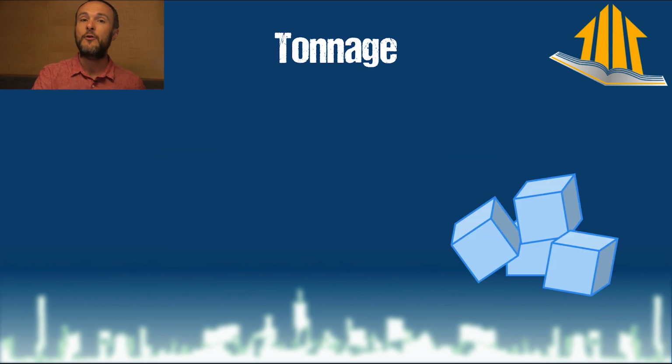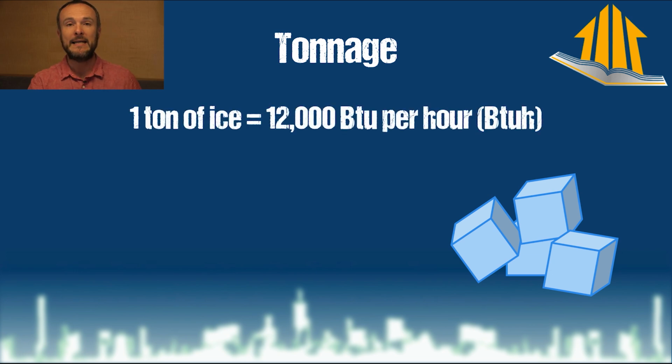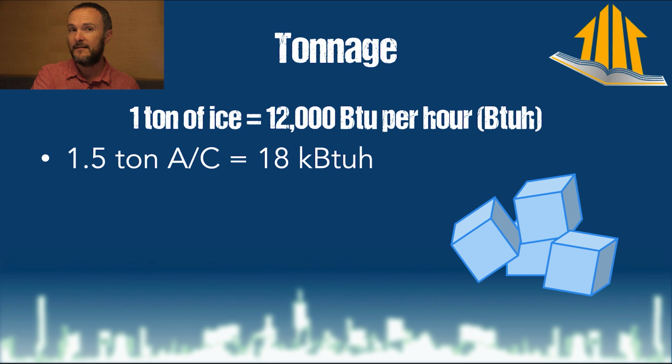You also need to understand how tonnage works. When I say that an air conditioner is a ton, what I mean is, back when we used to use ice to cool things, it would take a ton of ice, literally 2,000 pounds of ice, and it would transfer 12,000 BTUs per hour, BTUH. So if I have a 1.5 ton air conditioner, it would be 18,000 BTUs per hour, or 18 kBTUH.